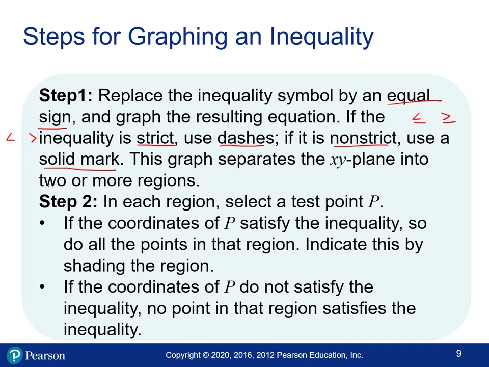After you've drawn your graph, then you have to figure out where you're going to shade. So in each region, select a test point. And what you're going to do is you're going to plug the point into your inequality. And if it satisfies the inequality, then all the points in that region also satisfy your inequality. So then you shade that region. If you happen to pick a point that doesn't satisfy the inequality, then no point in that region satisfies the inequality, so you shade the other side.